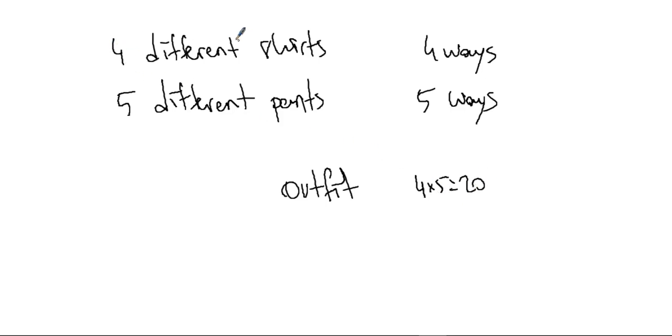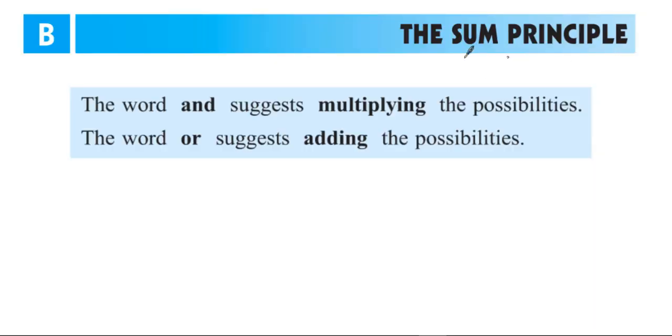Let's say you have 4 different shirts with the colors red, blue, yellow, and green, and 5 different pants. For each shirt you have 5 different pants. For the second shirt you have 5 different pants. So it's just actually multiplication. And for the sum principle, you just need to pay attention to the wording. When you see "and", in the examples we will see, it usually means multiplying the possibilities. If you see "or", it means you are adding the possibilities. So the sum principle, as I said in the previous part, is the same: you have different possibilities and you add them up.